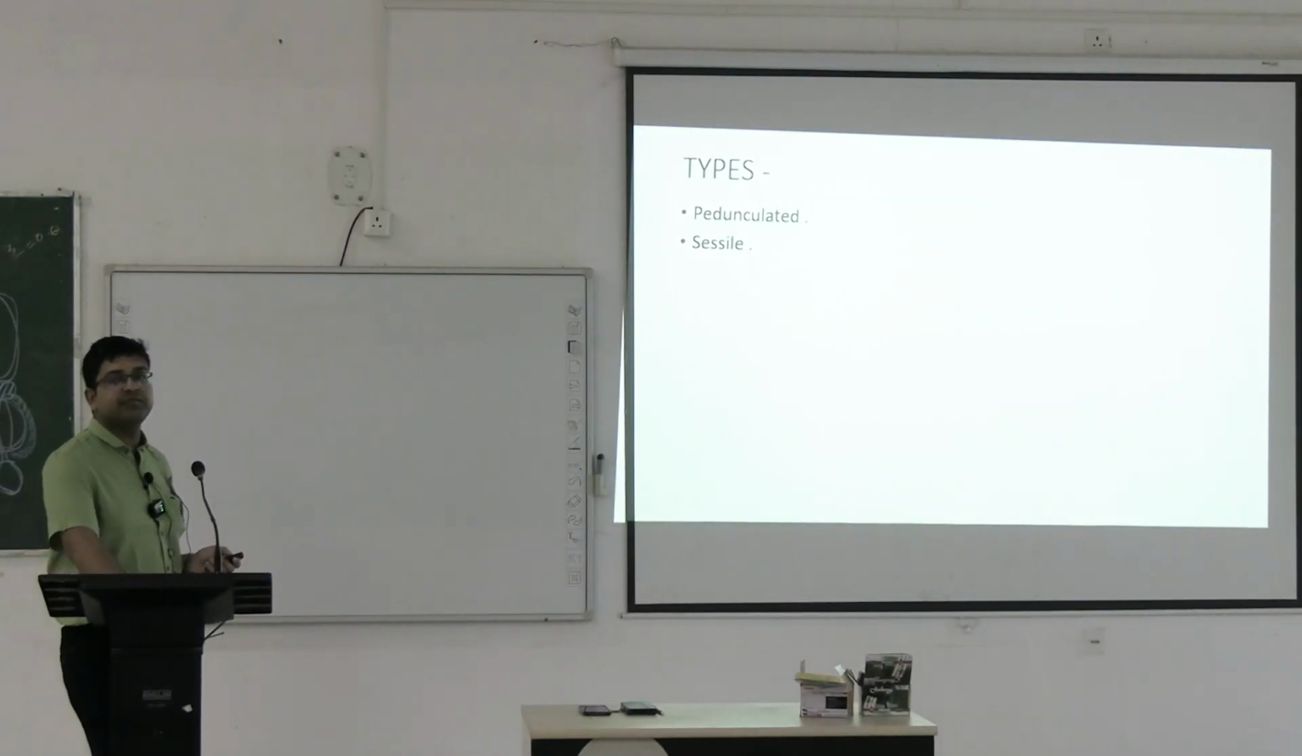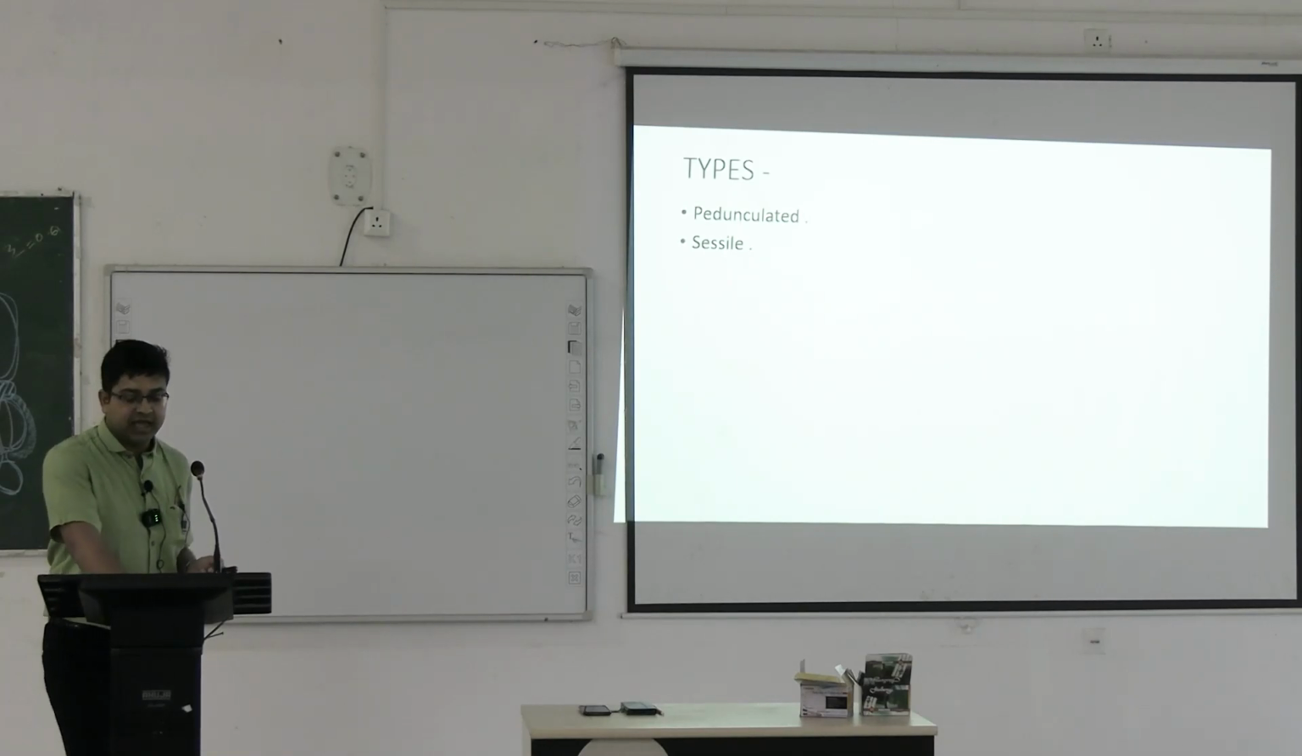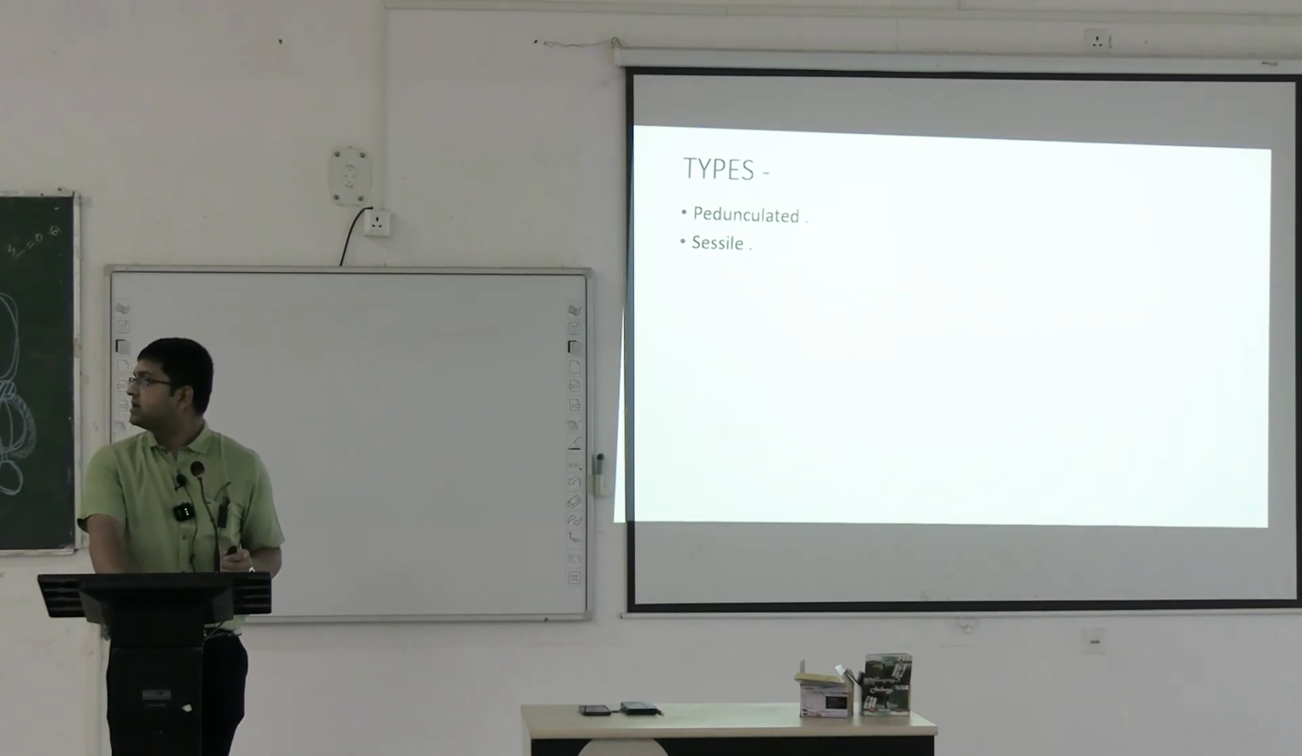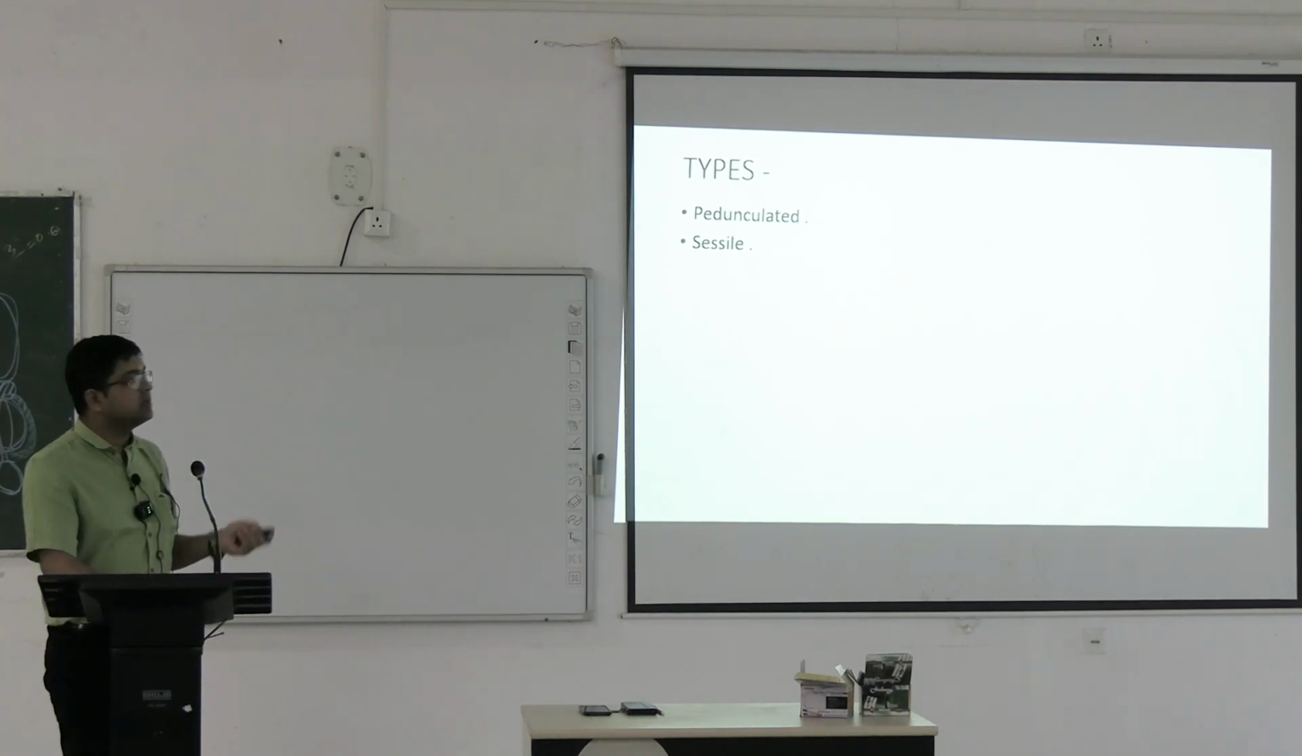What are the types of exostosis? Now, exostosis can be of two types, pedunculated and sessile. So what is pedunculated or what is sessile exostosis?